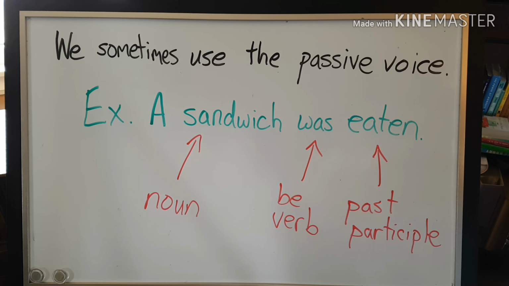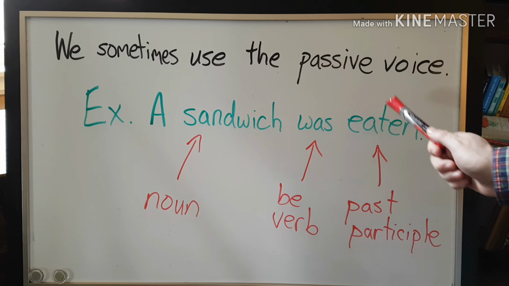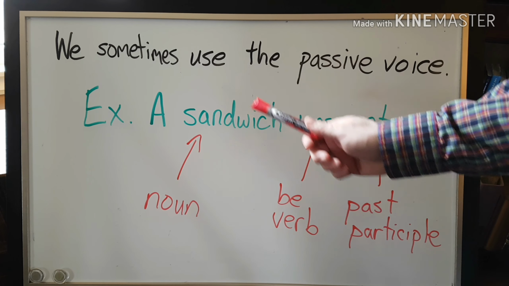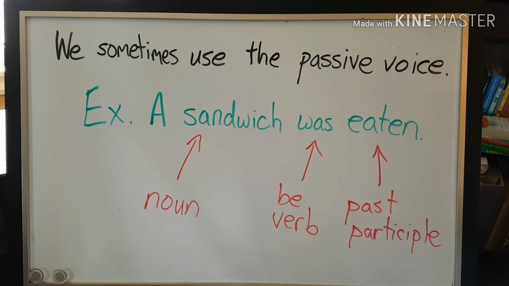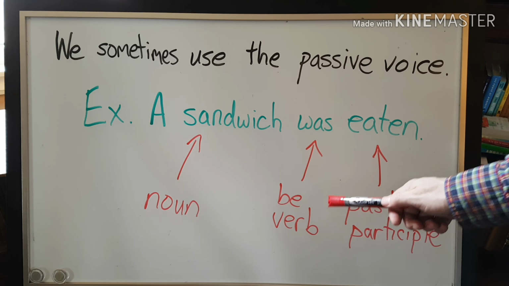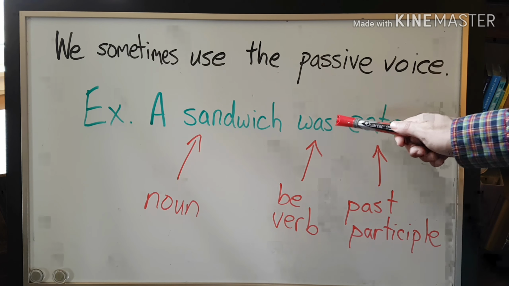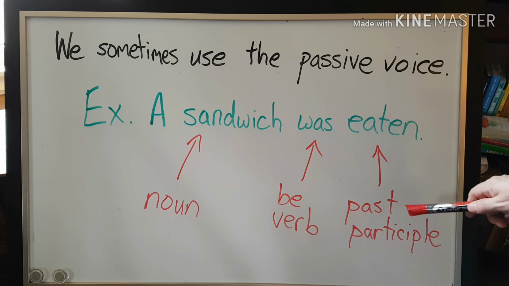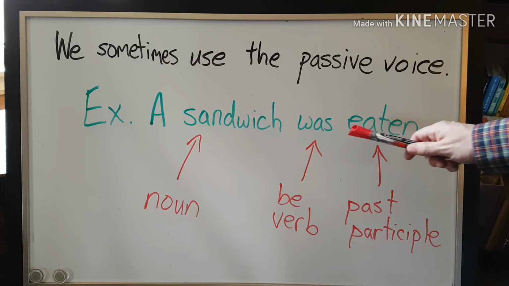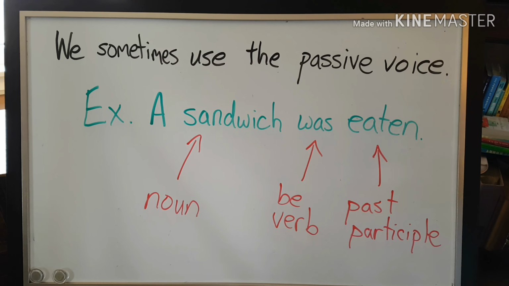Okay, now here's an example of the passive. We sometimes use the passive voice. An example, a sandwich was eaten. So the sandwich is, again, the noun. Then we put in the be verb. It can be different tenses, but right now it's the simple past, was. And then we put the past participle. Sometimes students call it the PP. Was eaten. So that's how you change Joe ate a sandwich to a sandwich was eaten.